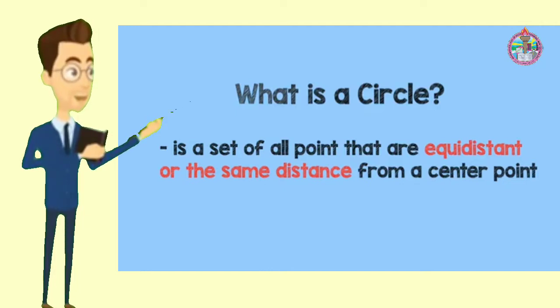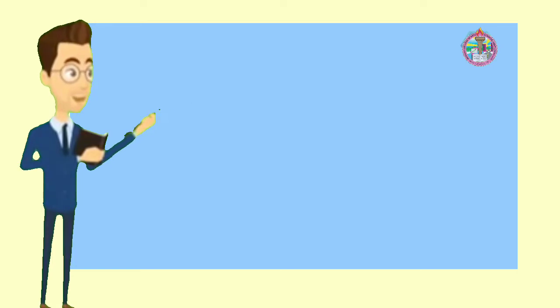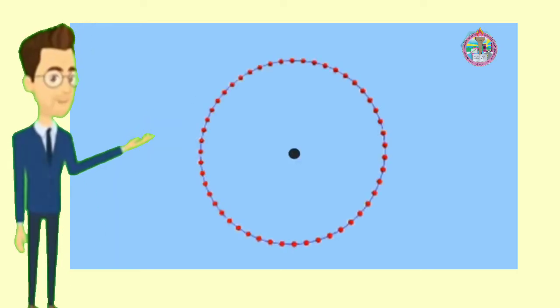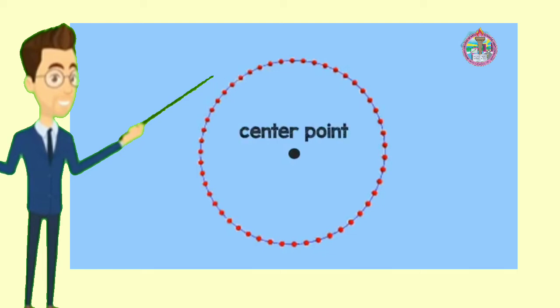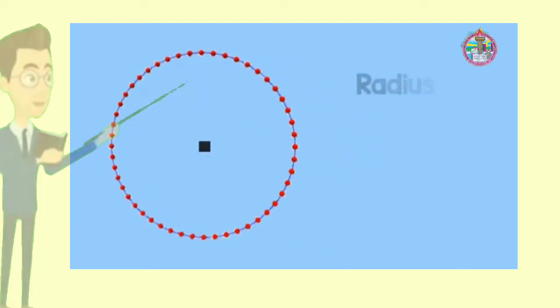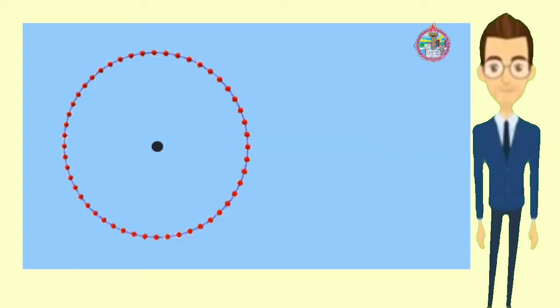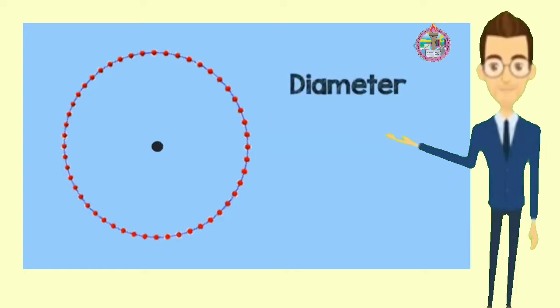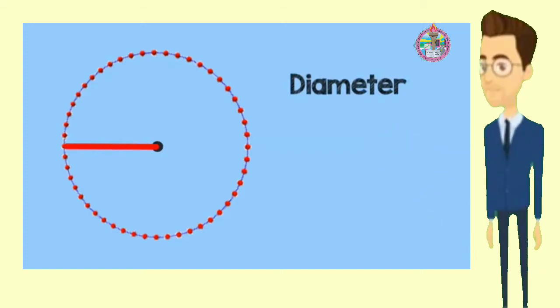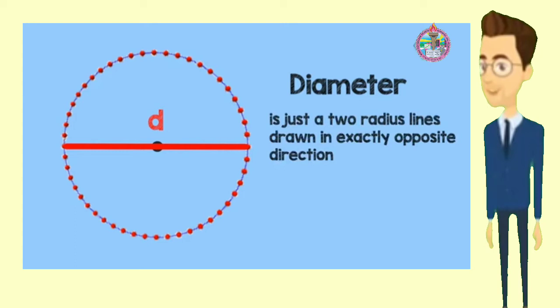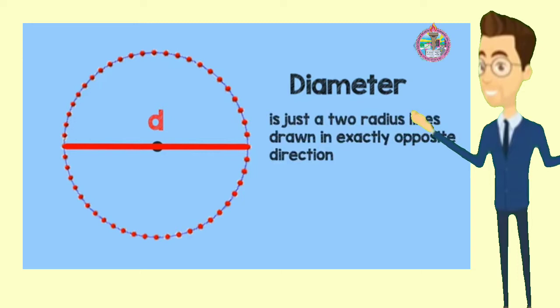Now, let's define first some parts of the circle. First, we have an original point that we started with in drawing the circle, and it is called the center point. Next is the radius. Radius is the distance from center point to any other points of the circle. Another important part of the circle is the diameter. If you start to draw a line from one point of the circle to the center point and to another side, that distance is called diameter. In other words, diameter is just two radius lines drawn in exactly opposite direction. So those are some important parts of a circle.